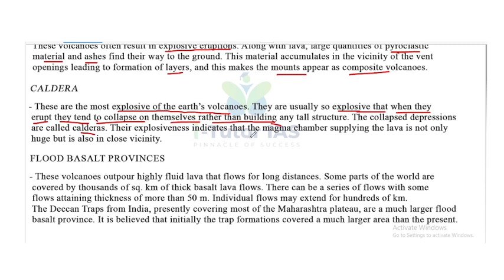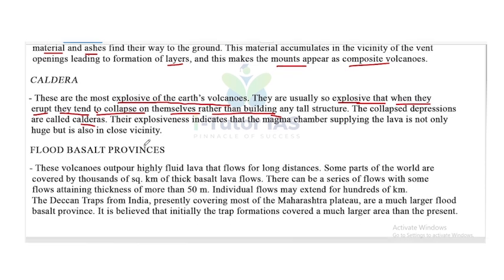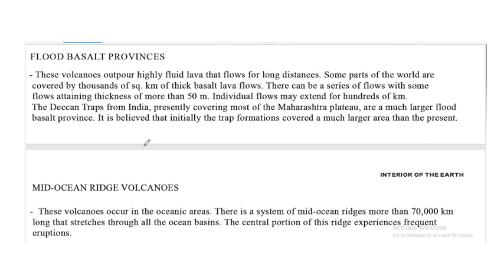Their explosiveness indicates that the magma chamber supplying the lava is not only huge, but also in close vicinity. Now, flood basalt provinces. These volcanoes outpour highly fluid lava that flows for long distances. Some parts of the world are covered by thousands of square kilometers of thick basalt lava flows. There can be a series of flows, with some flows attaining thickness of more than 50 meters. Individual flows may extend for hundreds of kilometers.